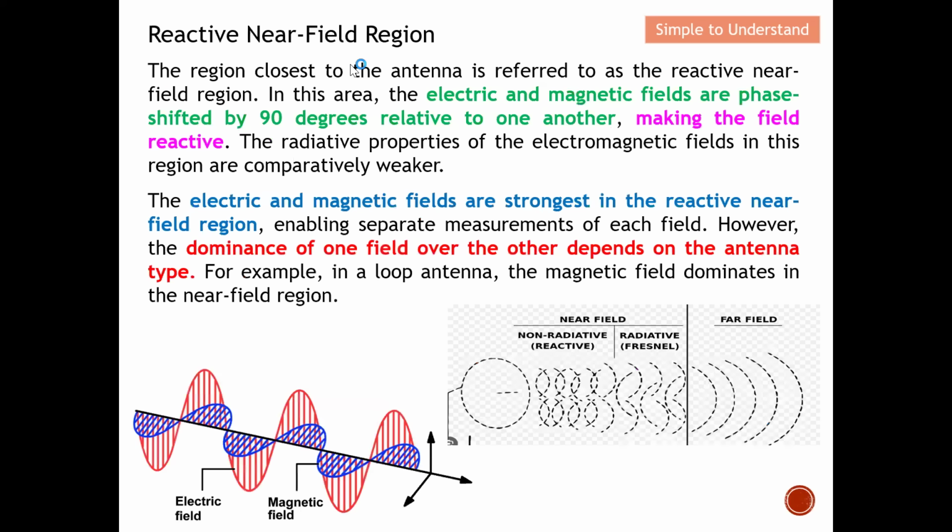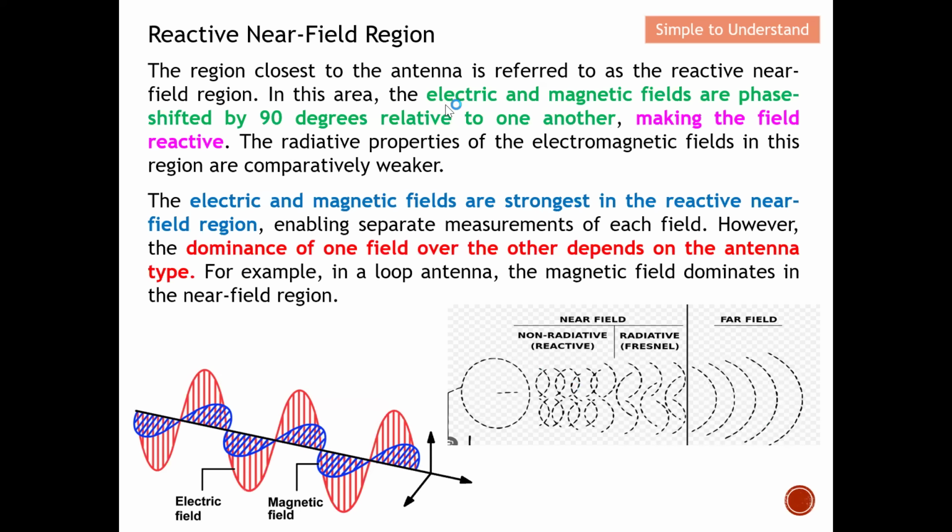Okay, the region that is closer to the antenna is referred to as the reactive near field region. Now, I'm going to explain that under the near field, you have two regions. I'm going to explain this reactive near field region as you can see from here. This region will be the closest to the antenna, just right next to the antenna, and this is referred to as the reactive near field region.